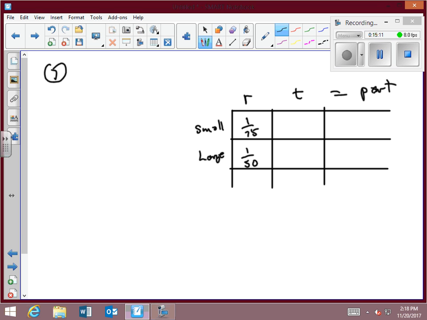Now, they're both cooling, both working, X is the time. So you're going to have the same amount of time that both are going to work, and it says you're going to complete the job, so there's going to be one job completed. So this says X over 75 is what the small one does. X over 50 is what the larger one does. So what's my equation? Yeah, very good.